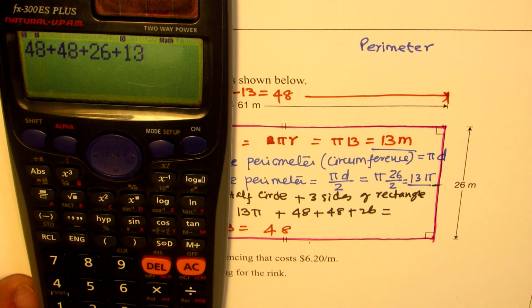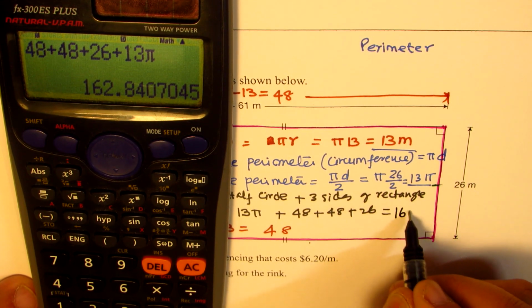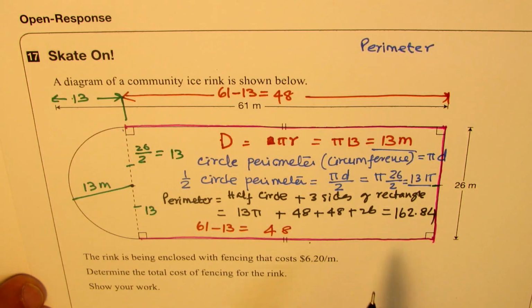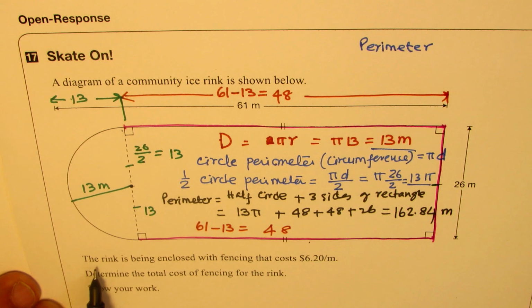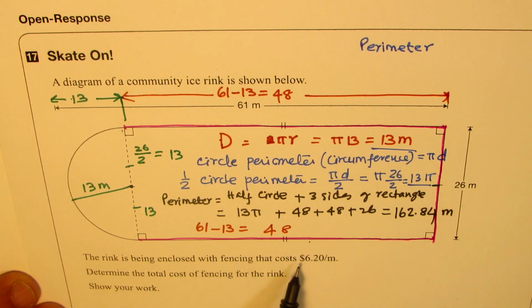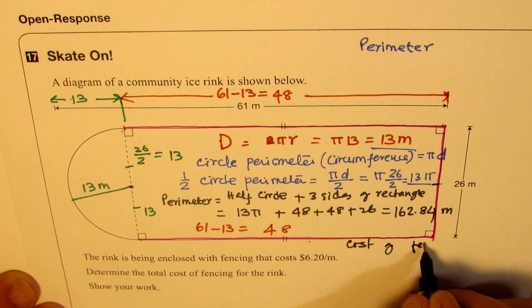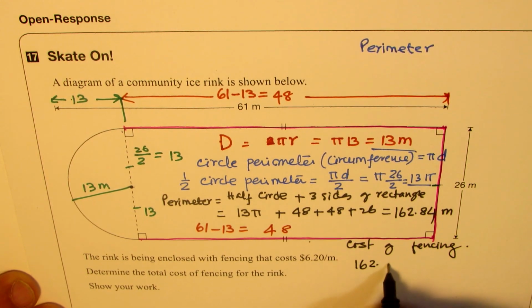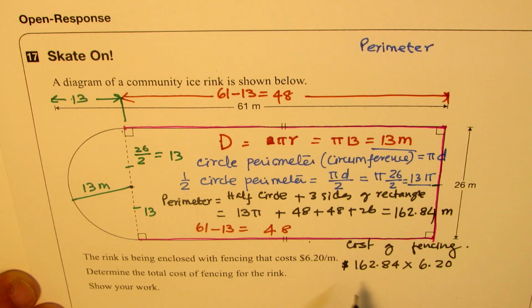So 13 times pi, which is equal to, in decimals, 162.84. Pi is 3.14, right? So that is in meters. But the rink is being enclosed with fencing that costs $6.20. So the cost of fencing should be the total perimeter, 162.84, multiplied by 6.20 dollars per meter, right? So we get so many dollars as the cost.